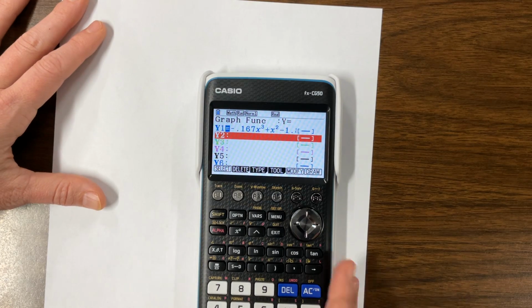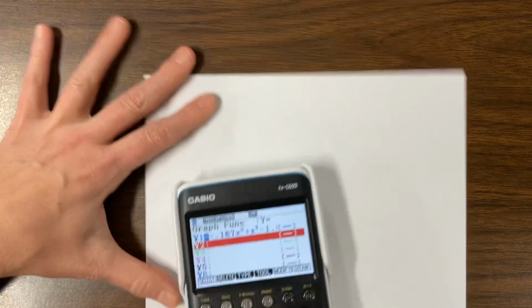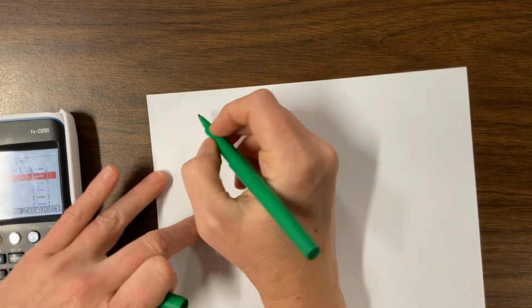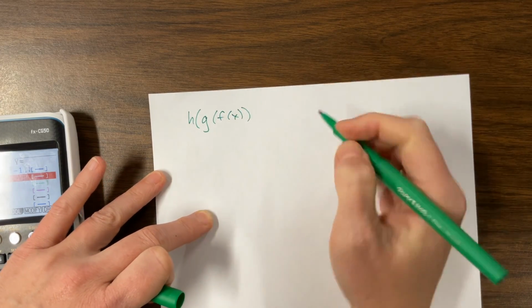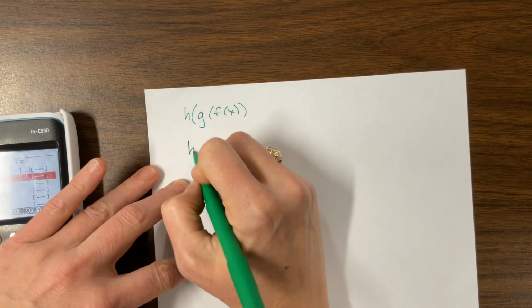Okay, so the first question says the function h is defined, this is how they like to do these. h is equal to g of f of x. And so they want us to find h of 1.